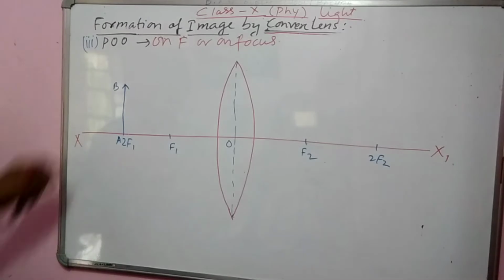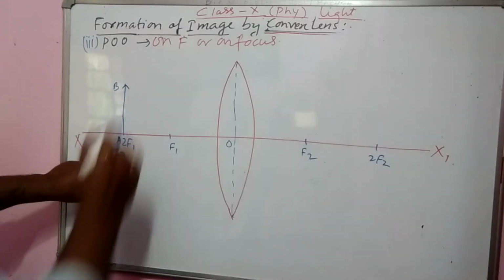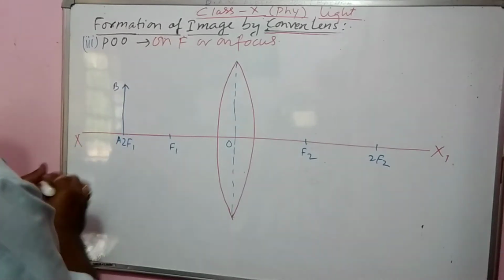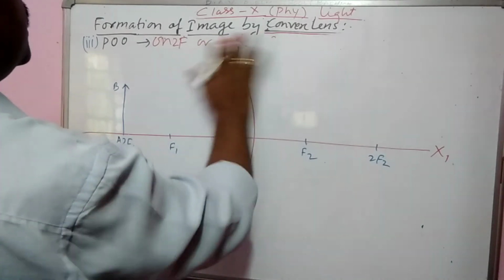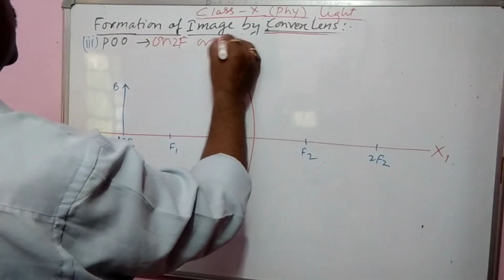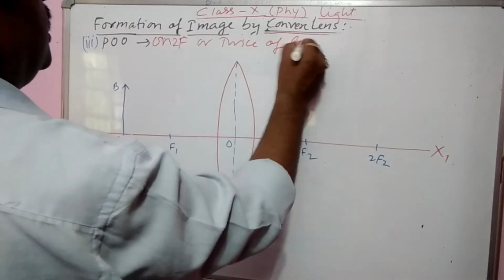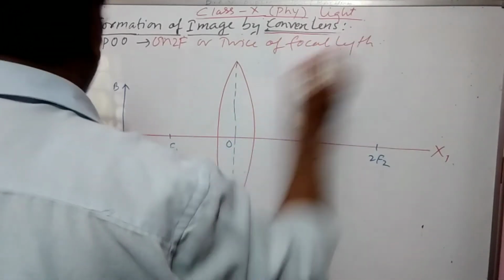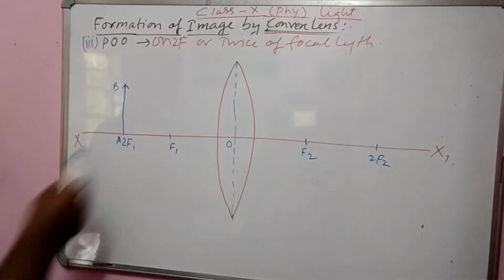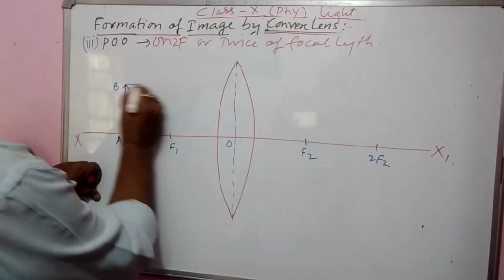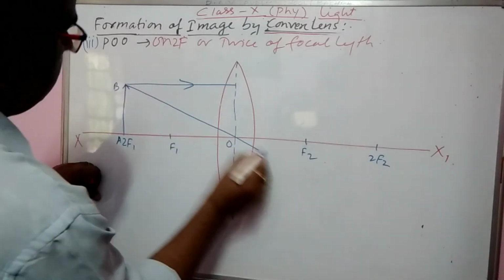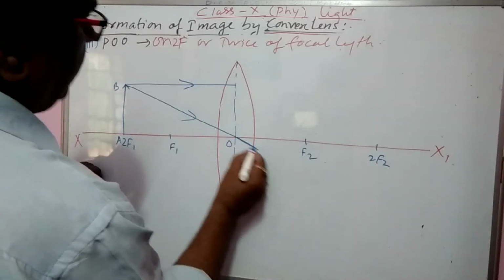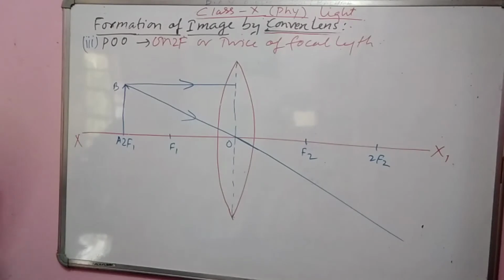I have taken the object AB on 2F, twice the focal length. The question is on 2F. So we will consider again two light rays, one parallel to the principal axis and the other passing through the optical center. It will pass straight through and go beyond it.